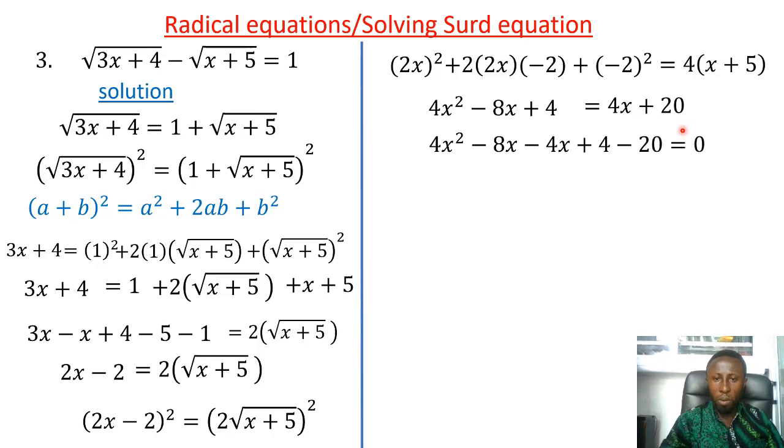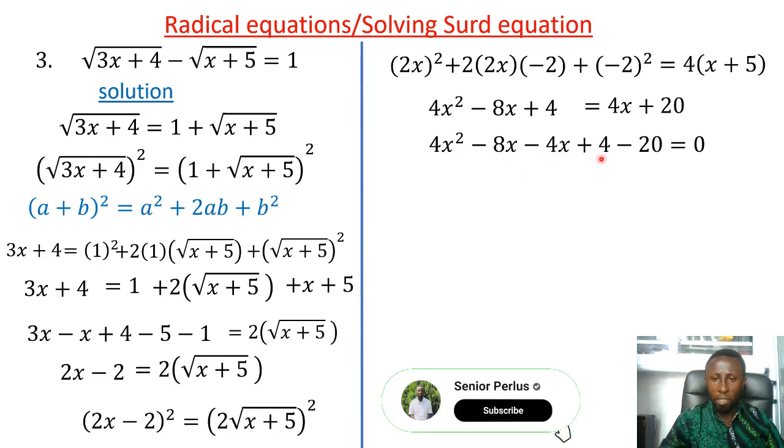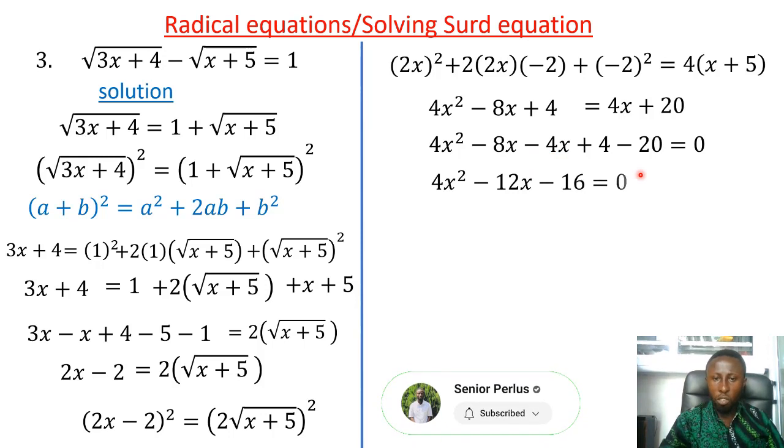Okay, so let's group like terms again. Let's move all to create it to 0. So this one we can simplify. Basic algebra. Negative 8 minus 4s. Then this one we can simplify. So we get 4s square minus 12s minus 16. Yes. Then you have got what?